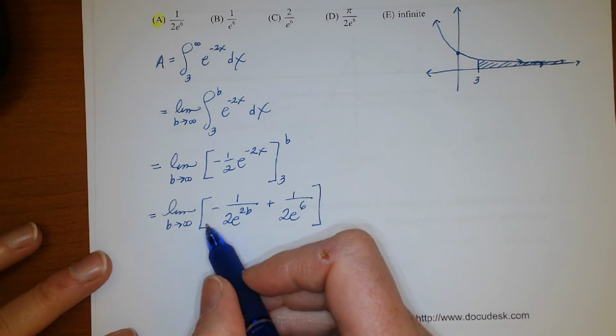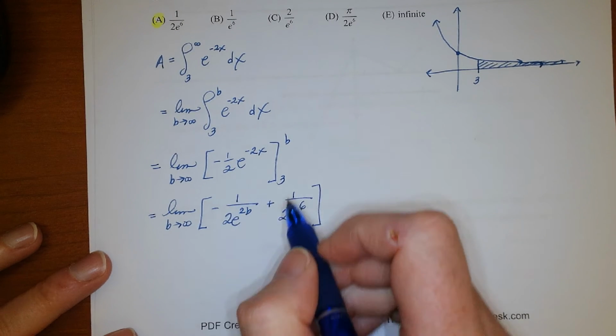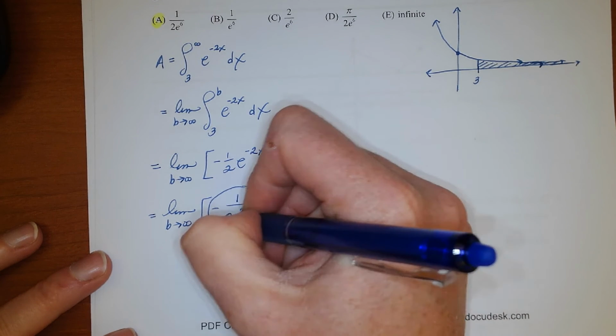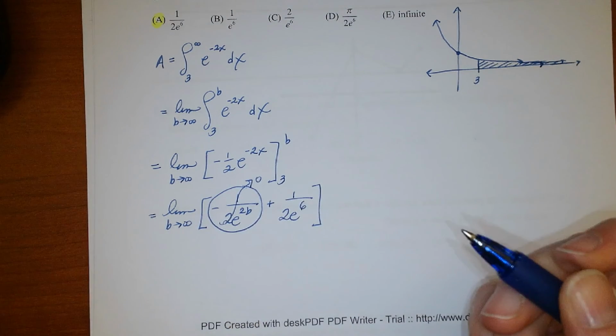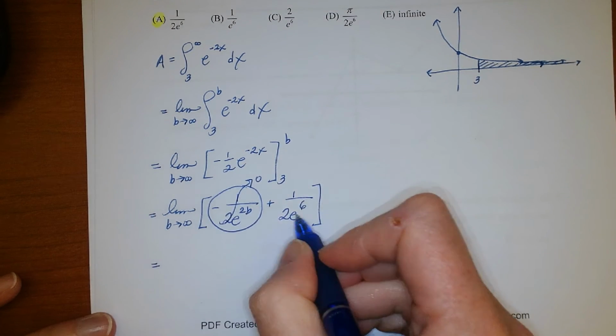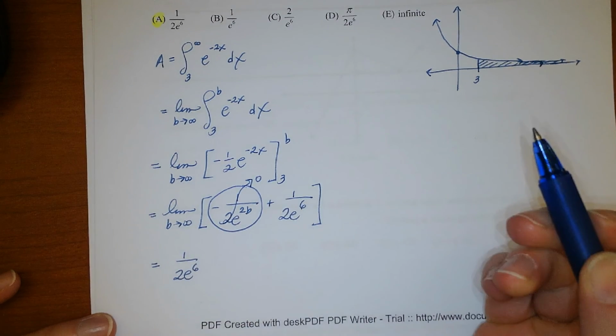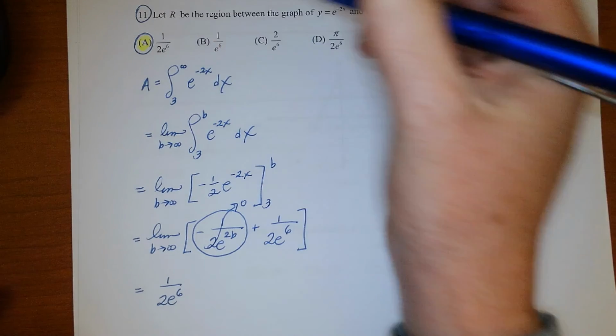And then if you let b approach infinity, hopefully now that I took care of the negative exponent, it's pretty clear that this whole expression would go to 0. And so we'd just be left with this constant right here. There we go, which matches option A.